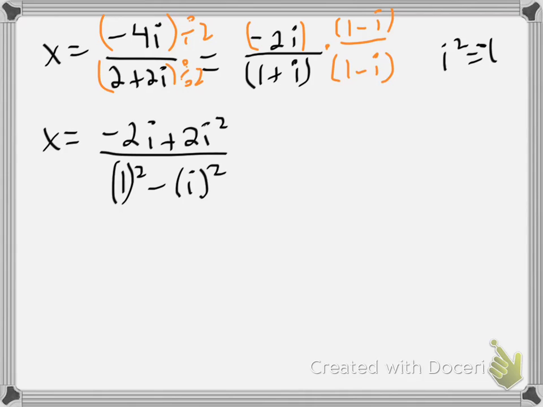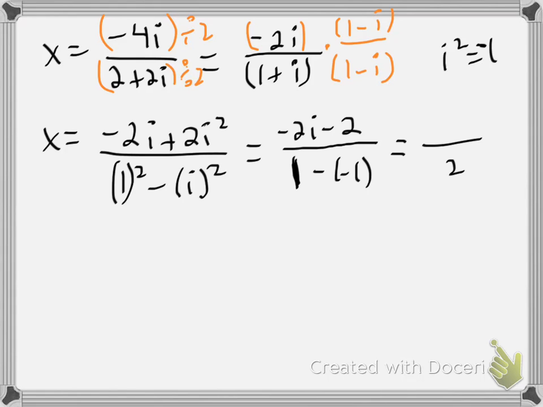Okay, so let's do some simplifying here. I've got negative 2 negative 2i. And on the bottom we've got 1 minus negative 1, which is 2. And we've got negative 2i minus 2. Again, divide everything by 2, and you'll get 1, 1, 1.